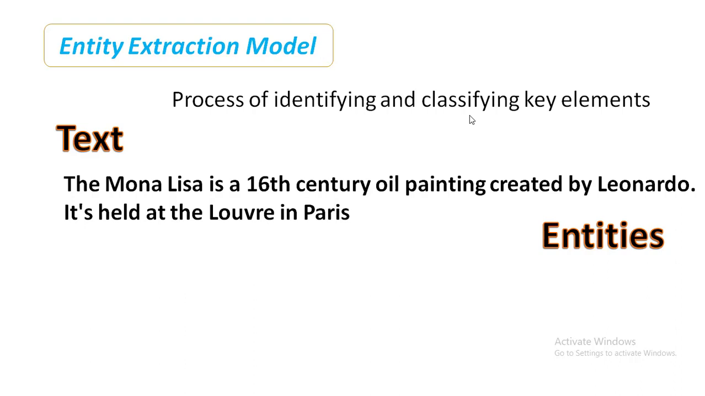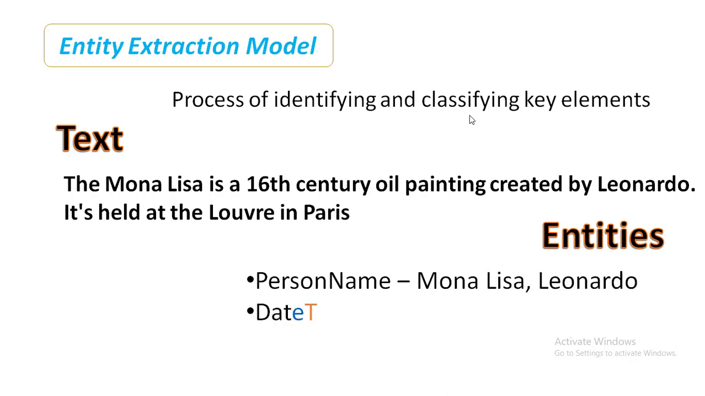Now, I will give you an example to make you understand. If you see on my screen, I have the example in text format. The Mona Lisa is a 16th century oil painting created by Leonardo. It is held in the Louvre in Paris. This is the text which I have. Now, by using the entity extraction model, what are the entities we are going to extract from this text?